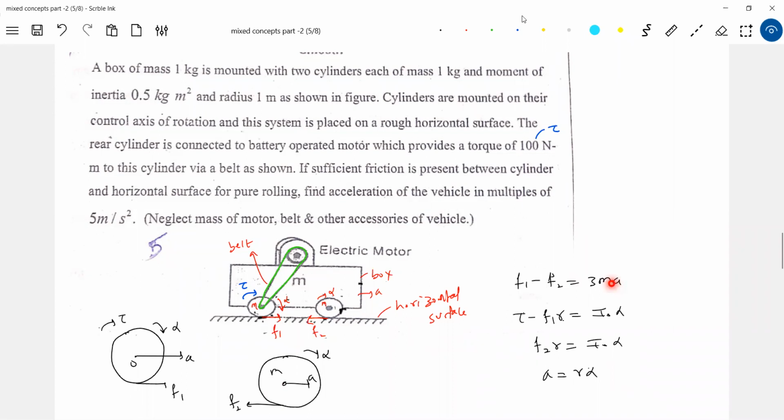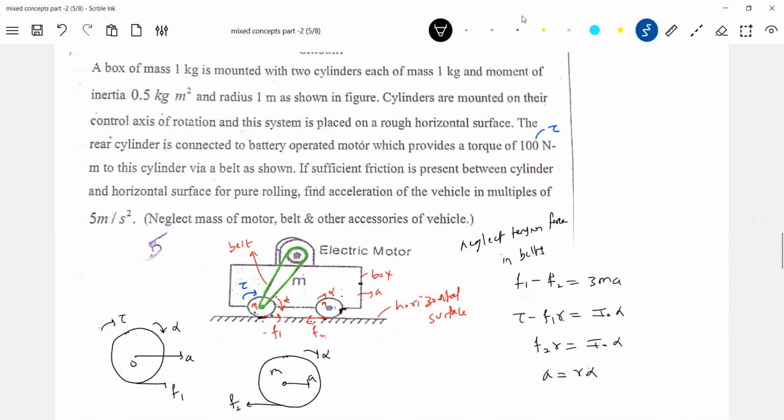Sir, will there be any tension, this component of tension? If you had said so, you would have considered it. You didn't say, no? Neglect mass of motor, belt, and other accessories of the vehicle. So what about the tension setup? In fact, a component of tension should come here, but the tension will be very small, not sufficient to make the vehicle move. So neglect it, though if you want, you can add it. Neglect tension force in belts.